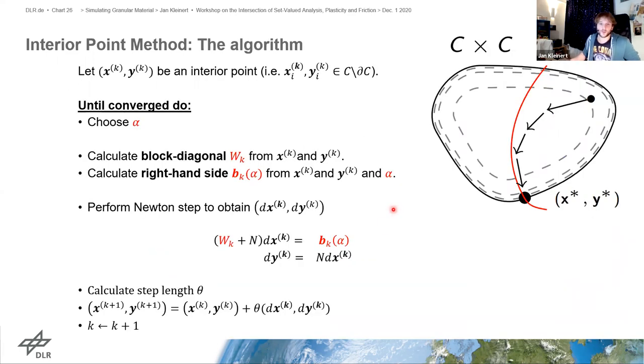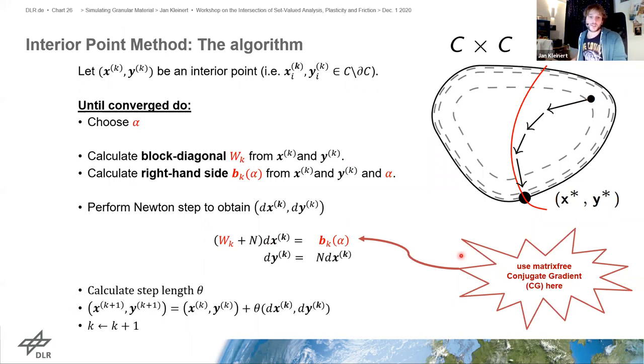So this is what the algorithm looks like. You start with an initial point, which has to be an interior point. You choose your alpha. So you can choose a relatively large alpha if you want a centralizing step. You can choose a relatively small alpha if you're bold and want to do a minimizing step. Then you calculate a 3x3 block diagonal matrix W from the previous iteration, and a right-hand side b from the previous iteration and your chosen alpha. And then you do the Newton step, which boils down to solving this linear system right here. If you do that, you can then calculate your new point and repeat. And the idea is, now we have to solve a linear system in each iteration. Let's use a matrix-free conjugate gradient method right here for this linear system.